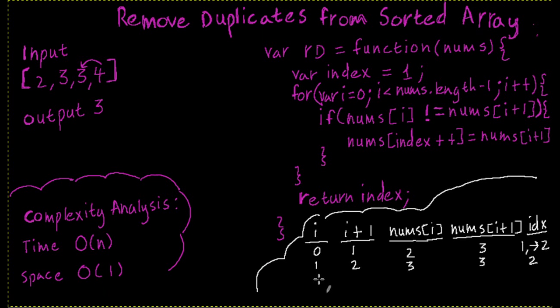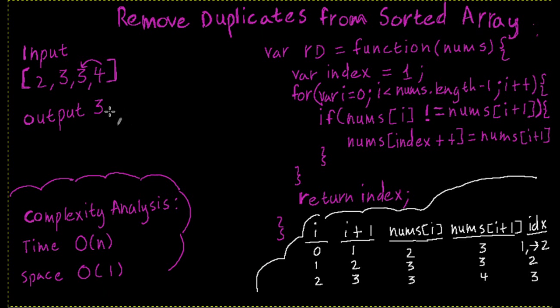So i was 1 previously, now i is 2, and i plus 1 would be 3, which happens to be the last index in our array anyways. So nums[2] would be the element 3, and nums[3] would be the element 4. Now 3 does not equal 4, right? nums[i] does not equal nums[i+1]. So when that happens, we have to increment the index by 1. So index was 2 previously, now index will be 3. And hey, we've reached the end of our problem. The output is 3, as you can see.